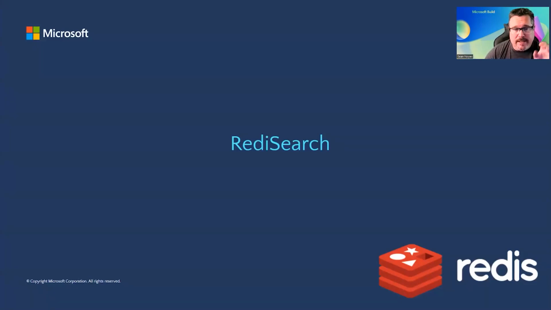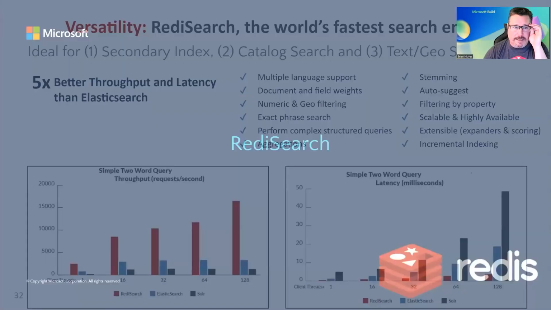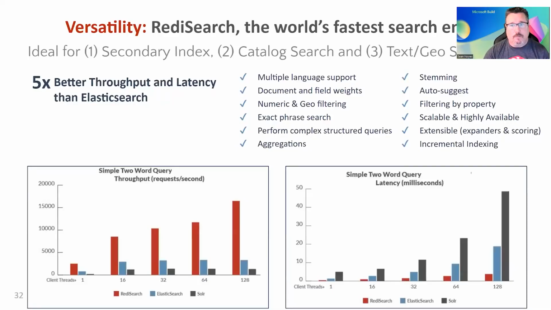So now moving into Redis Search, which is by far our most popular extended data module. We think of Redis Search as the world's fastest search engine, and it's ideal for secondary indexing, catalog searching, and text and geo searching. But we support multiple languages, document and field weights, exact phrase search, stemming, auto suggest, filtering, incremental indexing, and aggregations. And it's really, really quick.